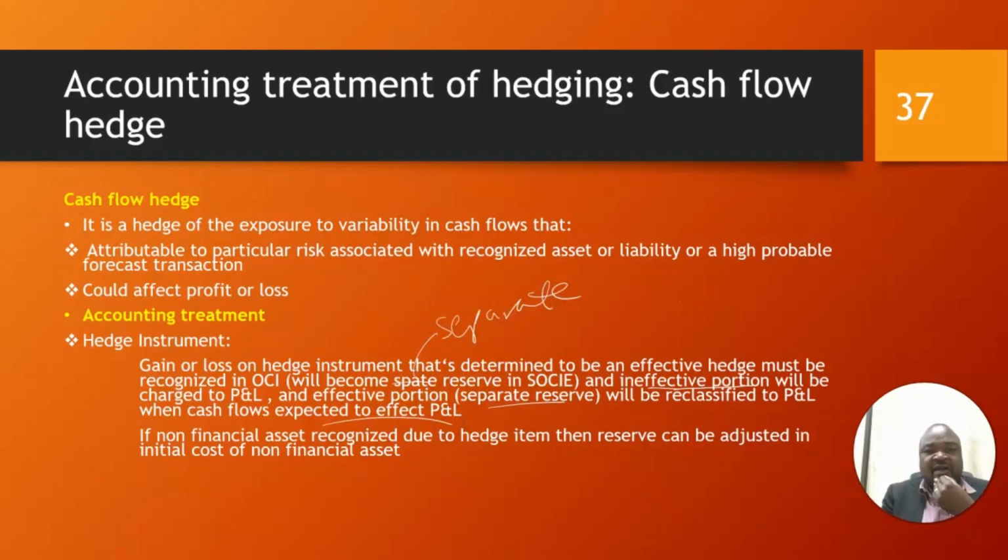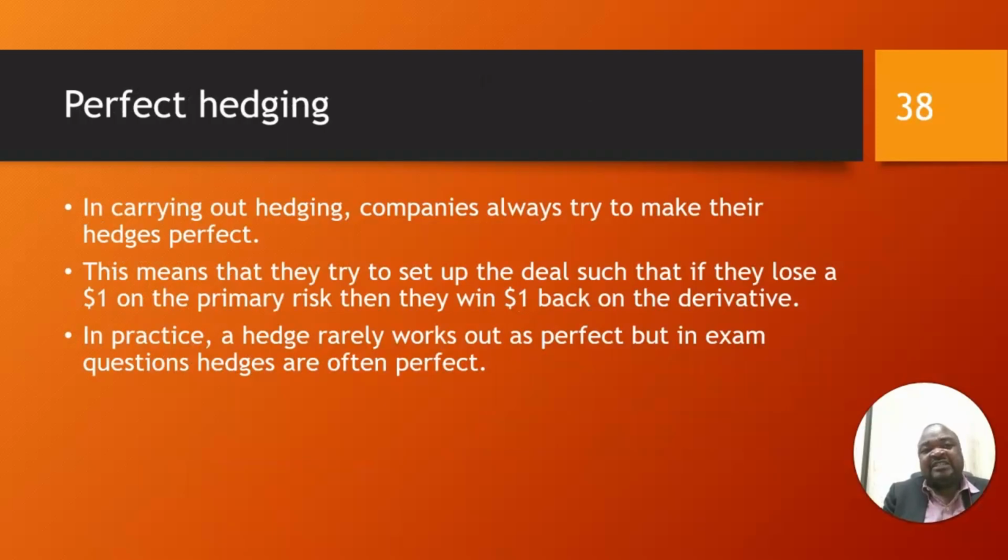All right, the effective portion will be reclassified to P&L when the cash flow is expected to affect profit or loss. If a non-financial asset is recognized due to the hedge item, then the reserve can be adjusted in the initial cost of the non-financial asset. Perfect hedging. In carrying out hedging, companies always try to make their hedges perfect.